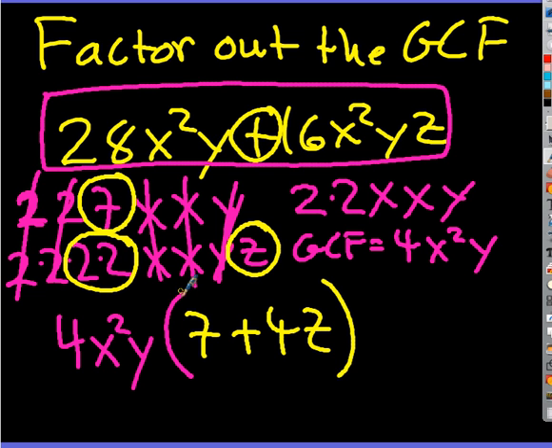Now, I've got multiple colors going on there. Okay, what is in purple or in pink to the left is the greatest common factor. What's in yellow to the right is the original number with the greatest common factor factored out.